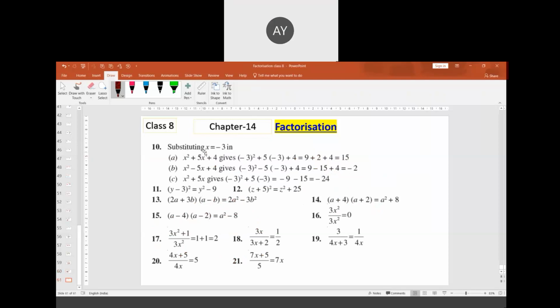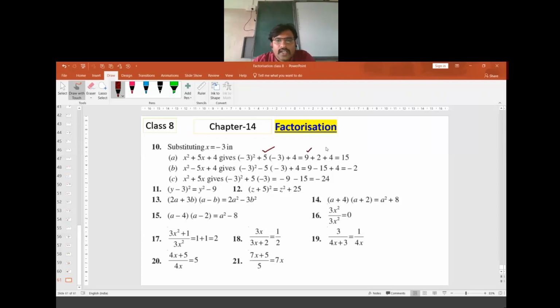Now question number 10, substituting x is equal to minus 3 in first a, what do we get? Minus 3 whole square plus 5 into minus 3 plus 4. The substitution is correct in this. When 3 square is done, we get 9. When 5 into minus 3 is done, here is a change. This becomes minus 15. Minus 15 plus 4 is minus 11. Minus 11 added to 9 is minus 2. The answer should be minus 2.